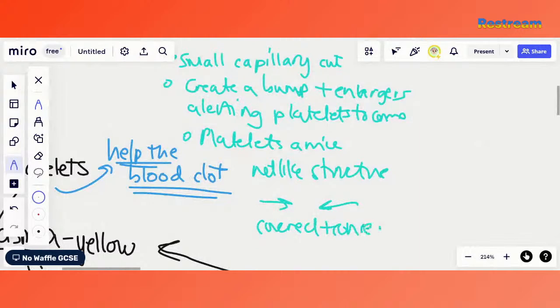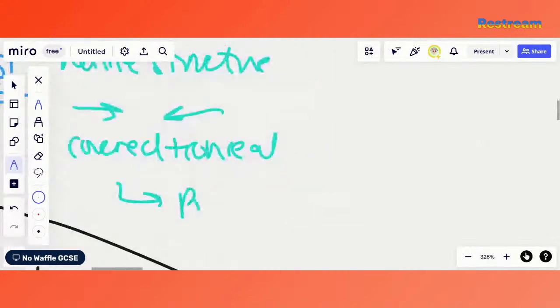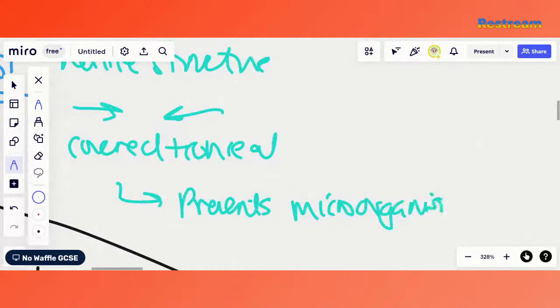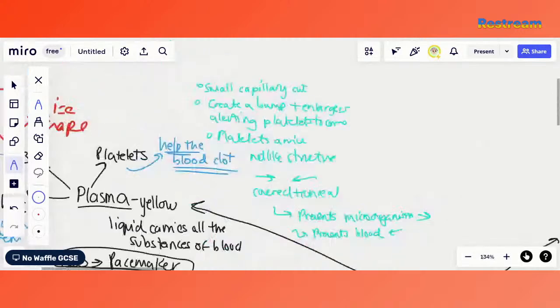And there are two advantages to it being concealed. So firstly, it prevents any microorganisms entering, because that would not be good for the wound. And it also prevents blood leaving, because that could lead to blood loss, which could be very bad. And that's the purpose of platelets. Without platelets, we would actually die, because we could just keep bleeding.